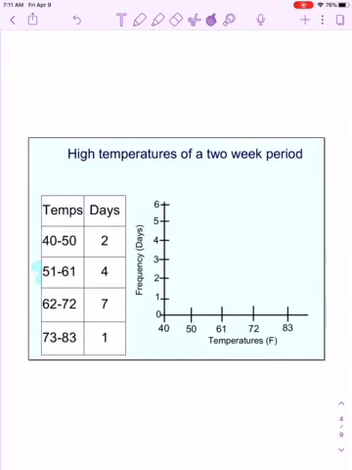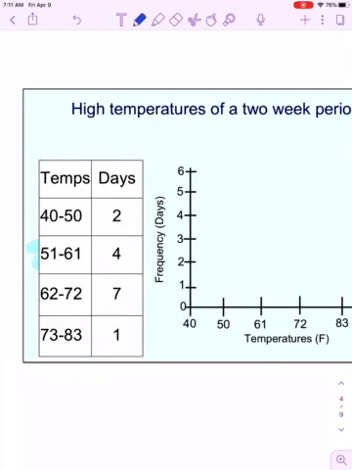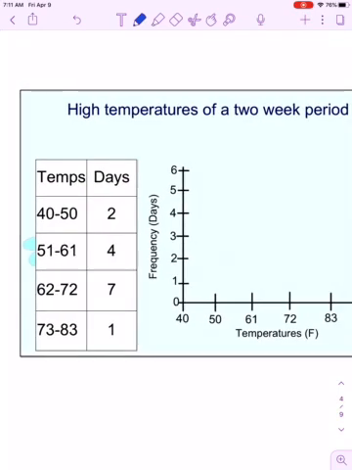So this is already done for you. We're going to do it kind of in steps. The table has been made with the classes already. The temperatures of the days are the classes: the days between 40 and 50, the days between 51 and 61, so on and so forth. So these are your classes, and then these are your frequencies. The days are your frequencies. There were 2 days that were between 40 and 50 degrees. There were 4 days that were between 51 and 61, so on and so forth.